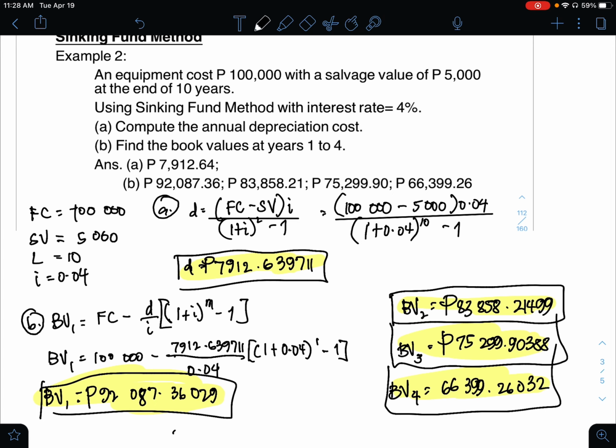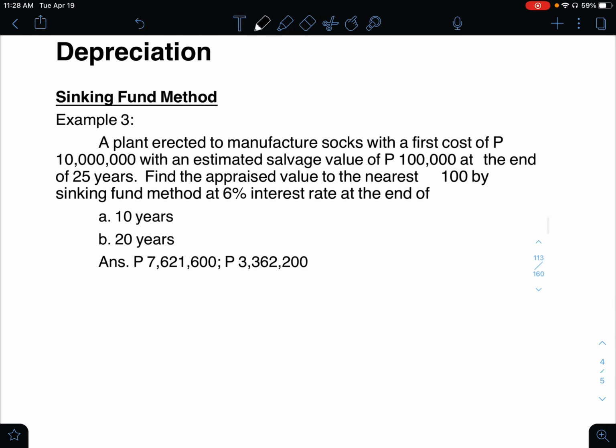Okay, let's proceed with the next example, the last example for the sinking fund method. A plant erected to manufacture socks with a first cost of 10 million. The first cost of the plant is about 10 million pesos. Manufacture socks, with an estimated salvage value of 100,000. So the salvage value after 25 years is 100,000. So 25 years. Find the appraised value to the nearest 100 by sinking fund method at an interest rate of 0.06.